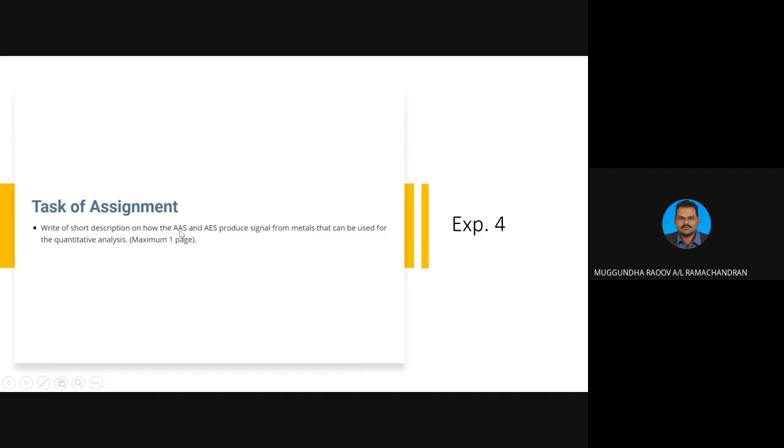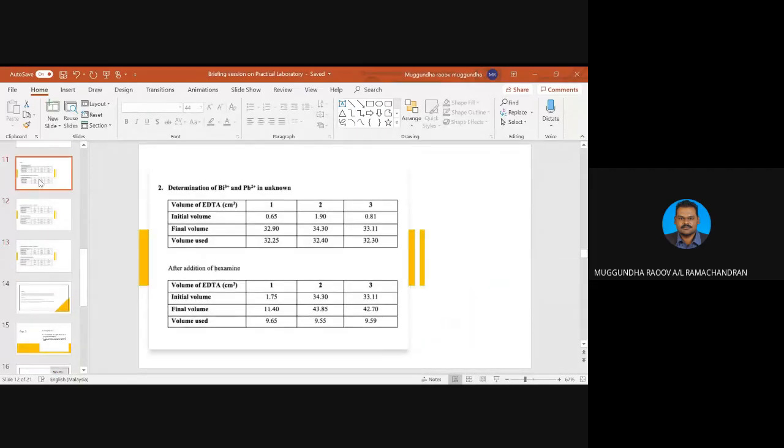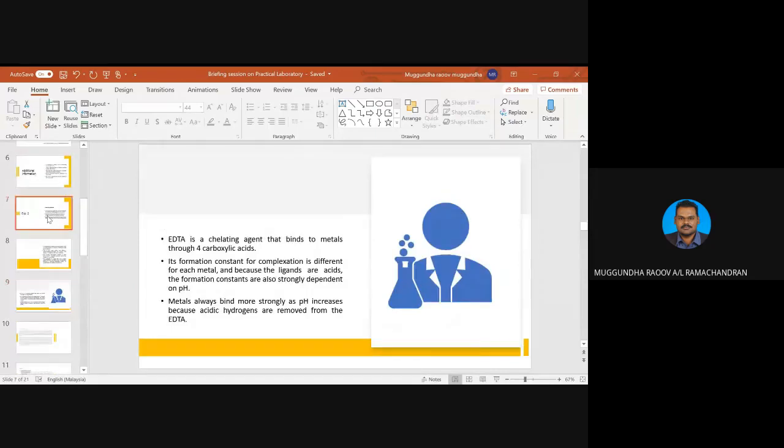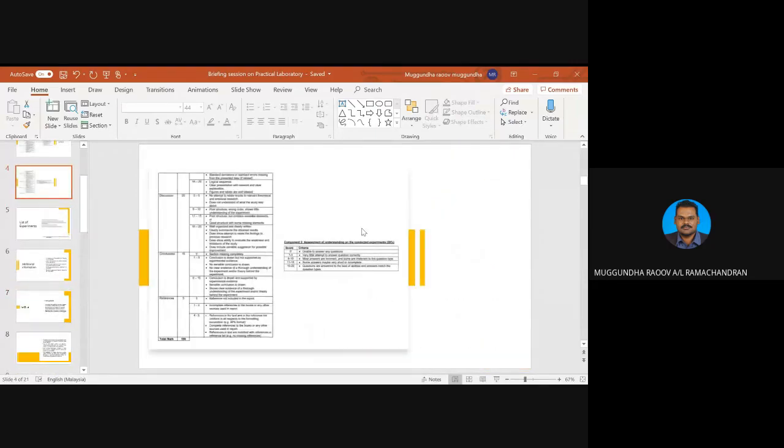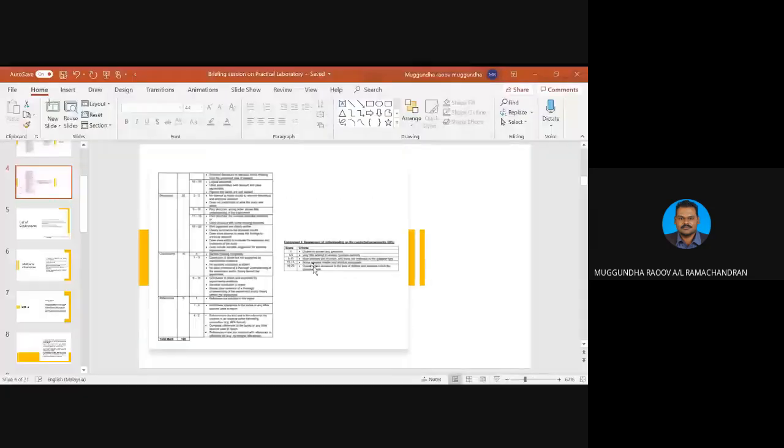I believe you are learning about AAS and AES in your lecture. So, can you write a short description on how AAS and AES produce signal from metals and can be used for quantitative analysis? Maximum one page. This is experiment number 4. For experiment number 4, there is no lab report, it's just an assignment. The rubric I will follow to mark it is the understanding of the conducted experiment. The rest I will mark following this rubric.